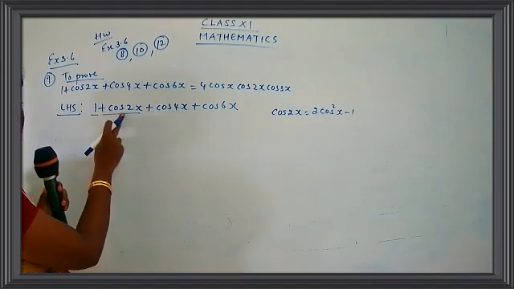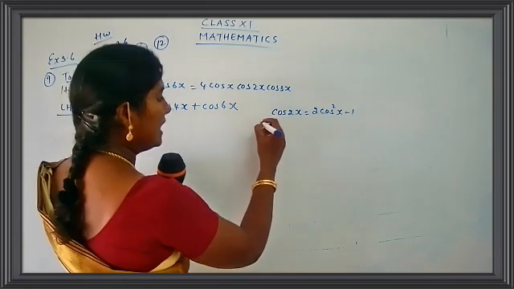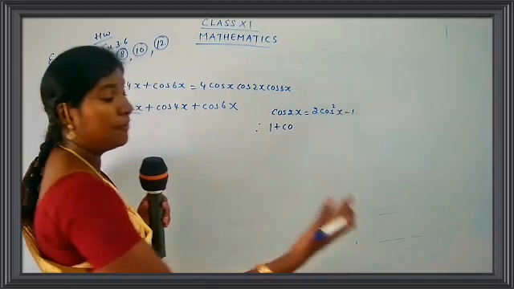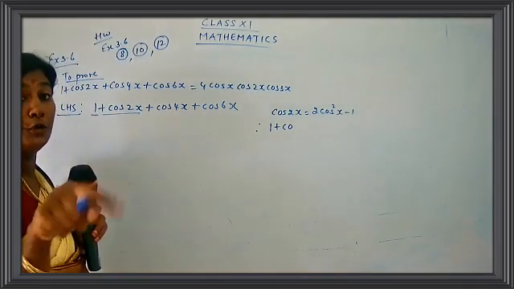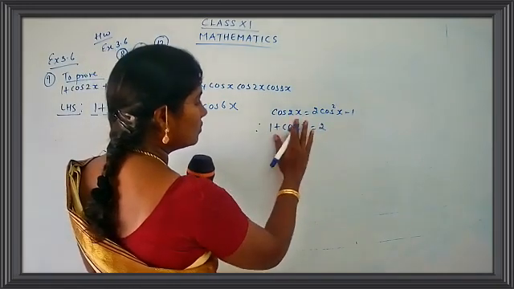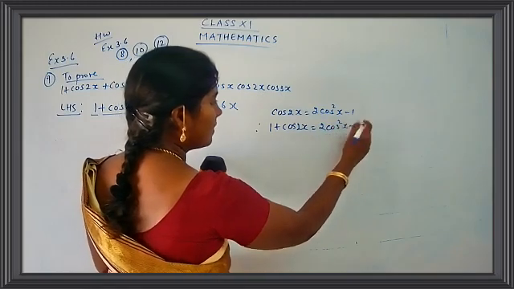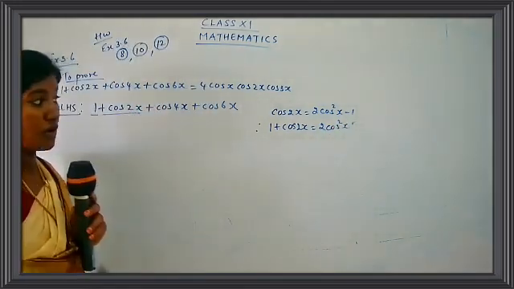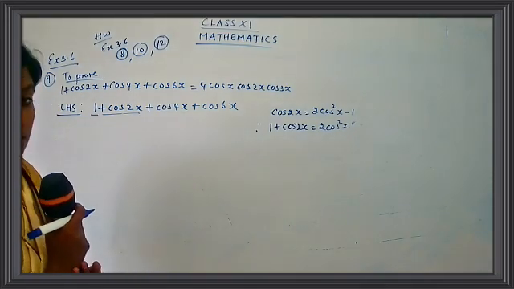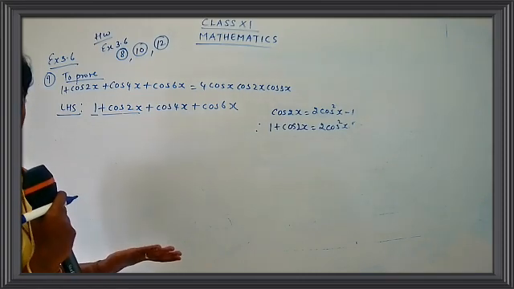Now I'm just going to write this in this format. I want 1 plus cos 2x. So I'm going to bring this minus 1 to the LHS. When minus 1 from the RHS comes to the LHS, it turns to plus 1. So I get 1 plus cos 2x is equal to 2 cos square x, because already 1 is shifted here. So the value for 1 plus cos 2x is 2 cos square x. Are you clear, children? Okay, good.